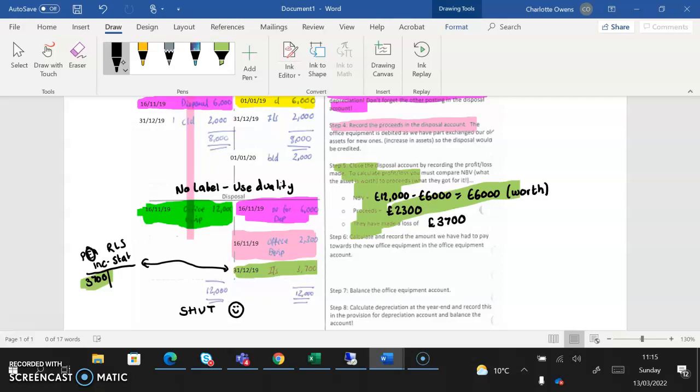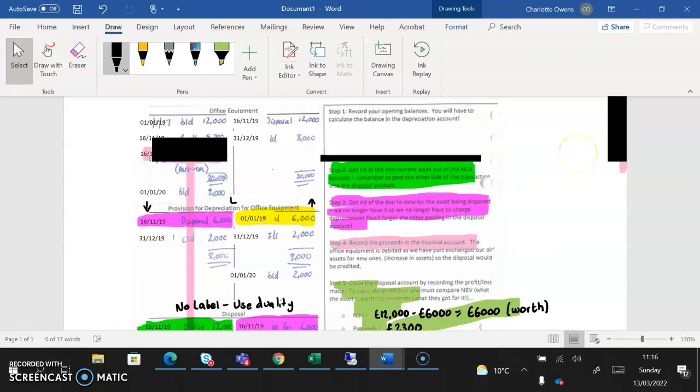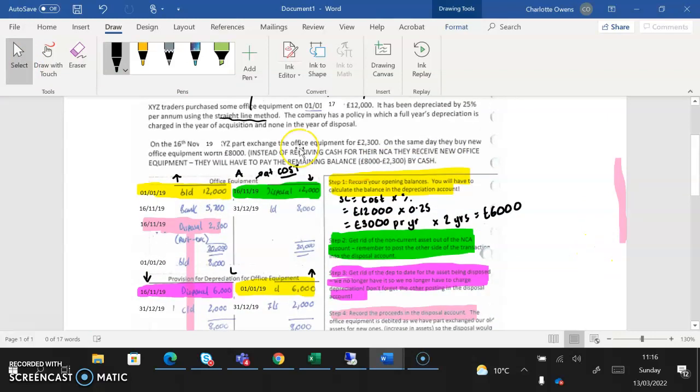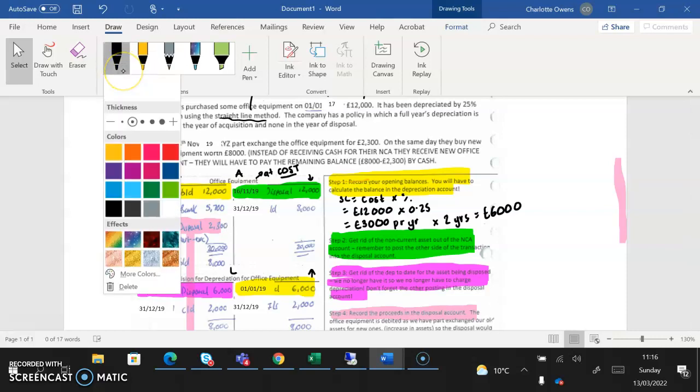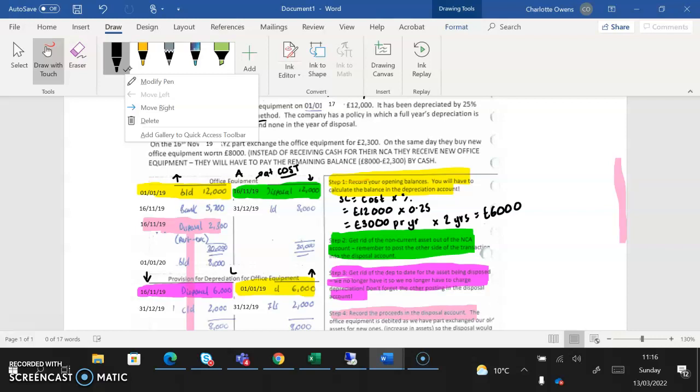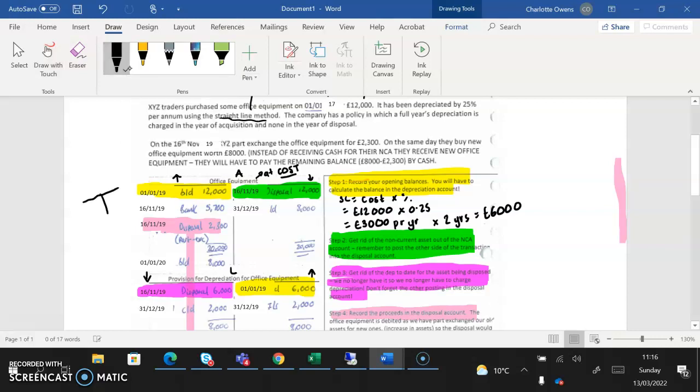Now what I'm going to do in step 6 is turn our attention to the non-current assets, because we have got to replace the ones we got rid of. If we go back to the top, we can see that the new non-current assets were worth £8,000. However, we don't have to record £8,000 from the bank because we've already received £2,300 discount towards these. So all I'm going to do here is pay off the remaining balance. I don't have to pay the full 8,000, because we got £2,300 discounted.